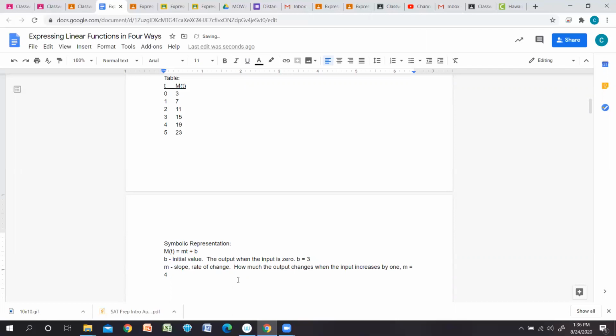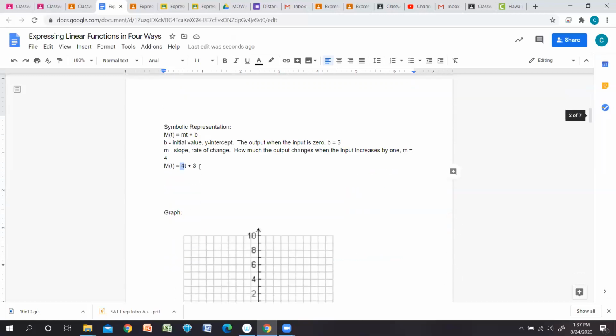So that means m of t equals 4t plus 3. So again, we just replaced the slope and our initial value or y-intercept. I'm going to call this y-intercept because we call it y-intercept a lot. So 3 is that initial value, and 4 is the slope, how much we change by. That matches the table and the graph.